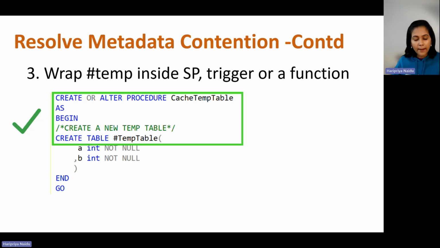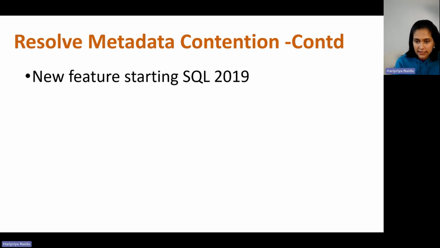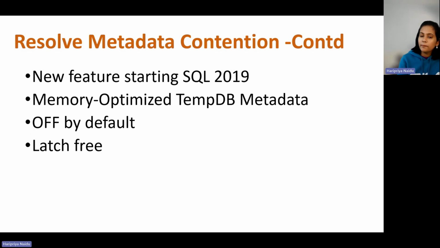There will still be some metadata contention existing. Making these changes will help you resolve it for the most part, and you should see some breathing room on the servers. It will resolve a lot of metadata contention, but there will still be some contention on the system objects. What you could do for that is turn on the memory-optimized TempDB metadata feature. This is a new feature that comes with SQL 2019 and above. It is not on by default. You have to turn it on. It is there with the server engine installed, it is just off by default.